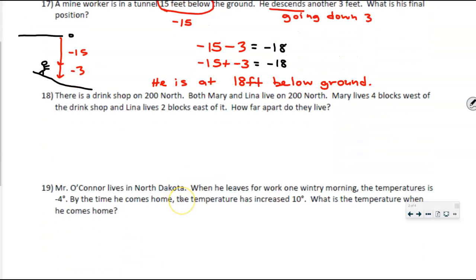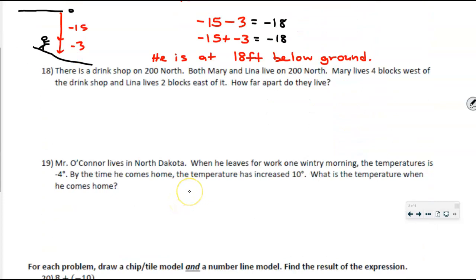Number 18, a lot of mistakes on a problem like this on the test. Draw a picture. There's a drink shop on 200 North. So here's 200 North. Here's the drink shop.